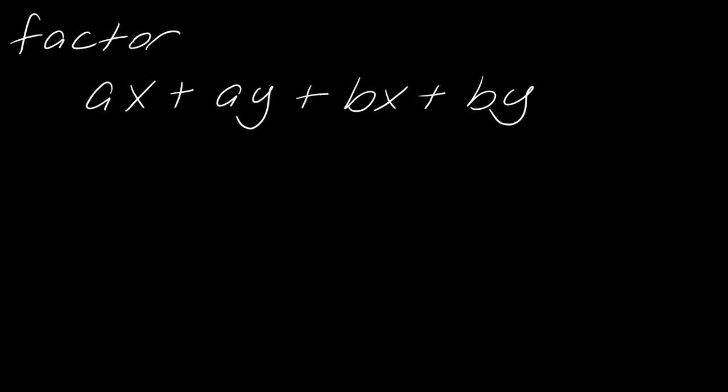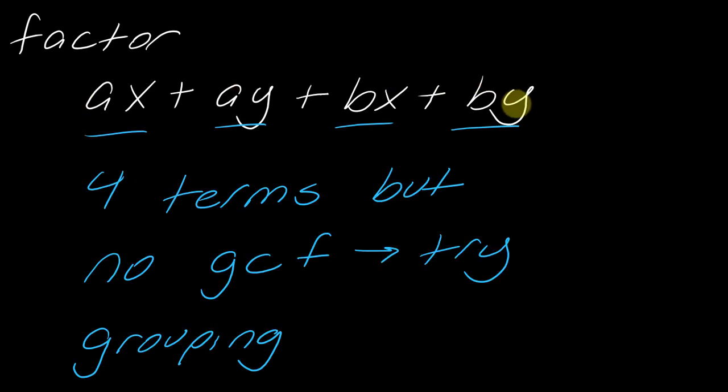So we're going to start by factoring ax plus ay plus bx plus by. This is your classic grouping example. What I want to point out here is that we've got 4 terms, but there's no GCF. At this point, you should know what the GCF means. We've got a's and x's and b's and y's, but no term shares the same thing. So when you have 4 terms but no GCF, this is often screaming for you to try grouping. That's the hint that you might want to use it.